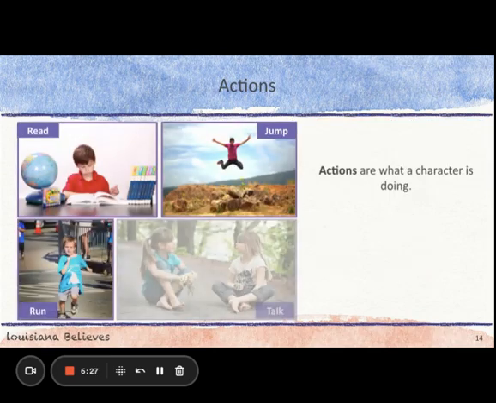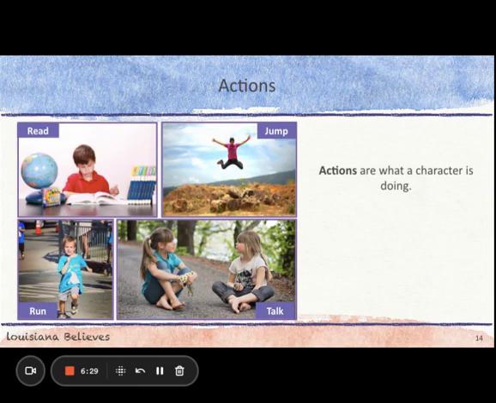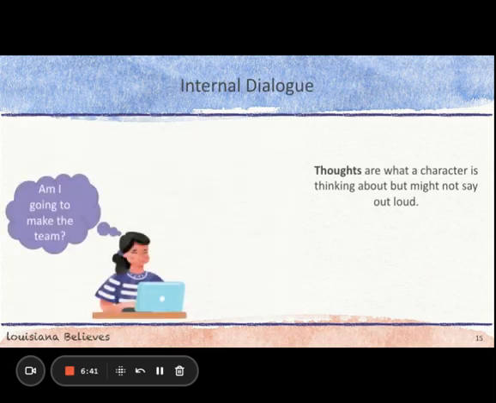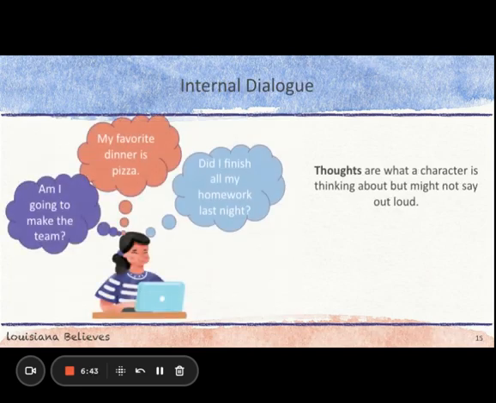Stories always include character actions, thoughts, and feelings. Actions are what the character is doing. Some examples are reading, jumping, running, and talking. A character's thoughts are what they are thinking about, but might not always say out loud. These will give you a window into your character's personality.